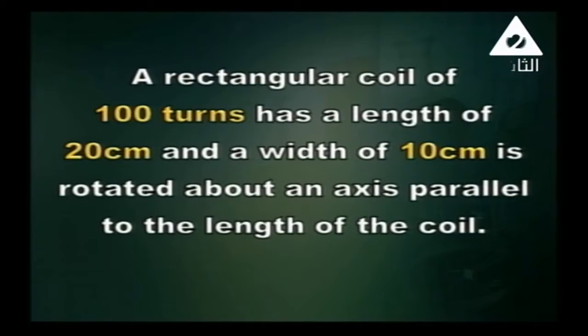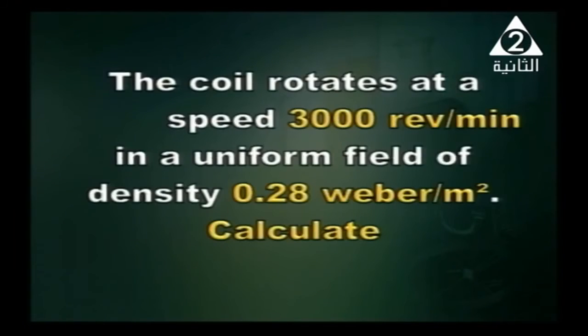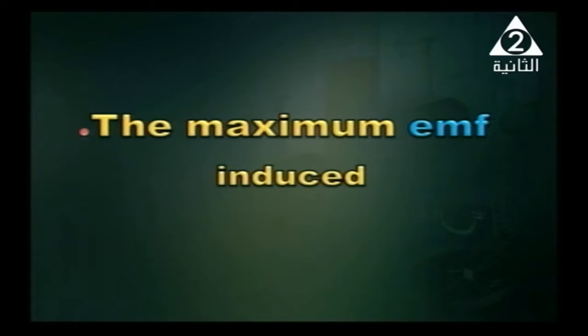Another problem, a rectangular coil of 100 turns. So number of turns on the coil is 100. The coil has a length of 20 centimeter and width of 10 centimeter. The coil is rotated about an axis parallel to the length of the coil. The coil is rotated at a speed of 3000 rev per minute in a uniform magnetic field of density 0.28 Weber per meter squared. Okay, calculate the maximum EMF induced.